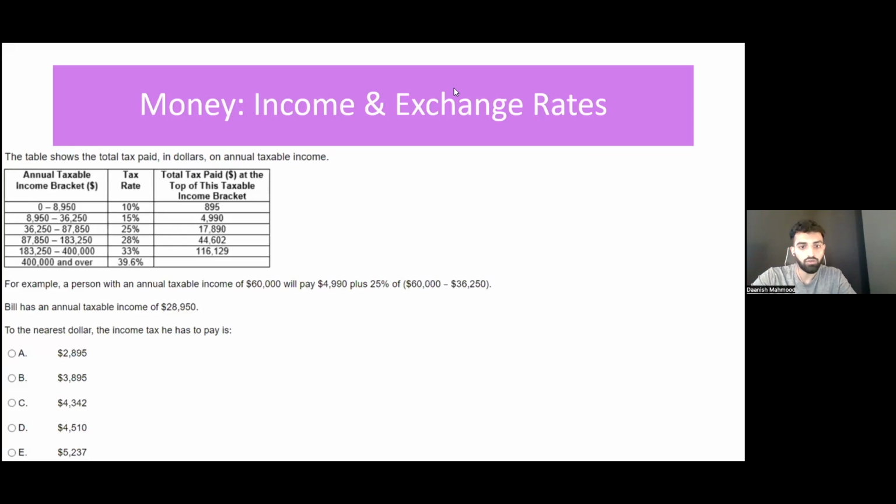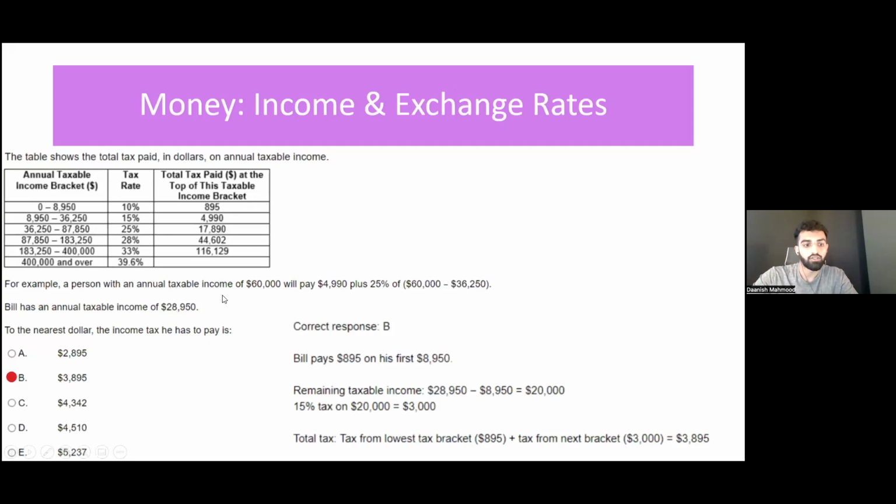So it looks like most of you chose C as the answer. Second most common answer was B with 19% of you. And the correct answer is actually B. So just to run through this one, it asks you to the nearest dollar, the income tax he has to pay is.